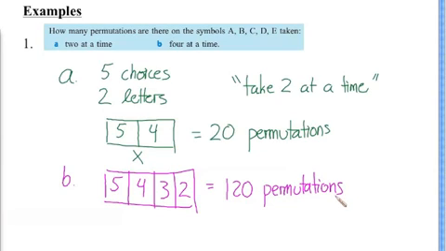You probably wouldn't want to list all of those out by hand. It gets rather cumbersome. So this shortcut method is a really quick way to tell us how many permutations we have for a given set of symbols.